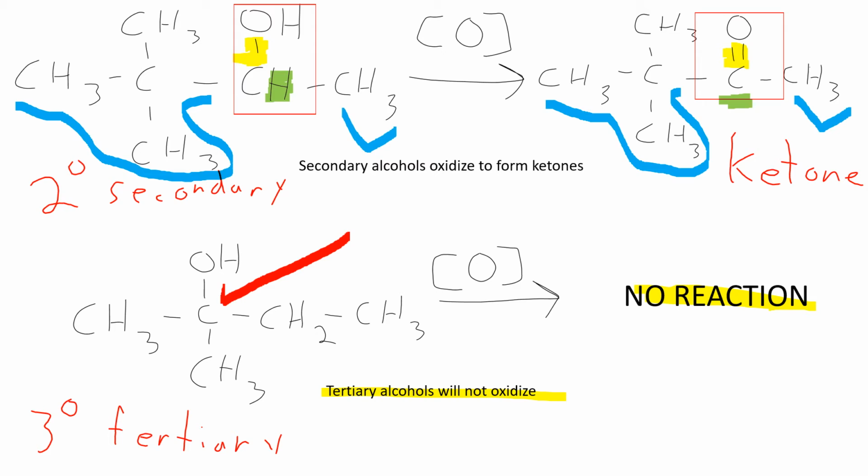Look at that carbon that I'm pointing at with that red arrow. There are no hydrogens attached to that carbon. Because there are no hydrogens attached to that carbon, I can't lose the carbon-hydrogen bond in order to make room for a new carbon-oxygen bond. And that's why your tertiary alcohols will not oxidize. They don't have that carbon-hydrogen bond that we're able to get rid of and remove.